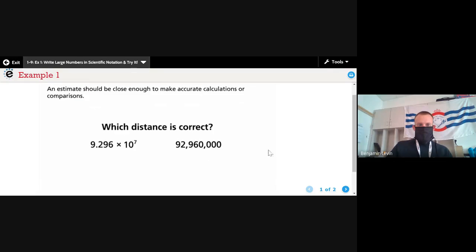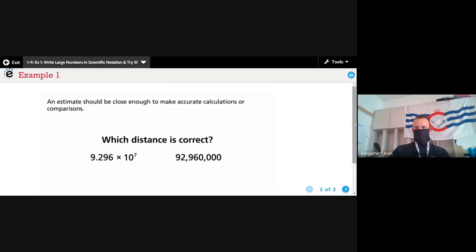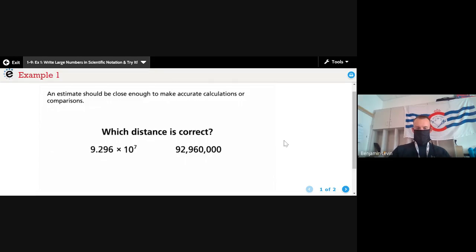You want your estimate to be close enough to make accurate calculations or comparisons. For instance, 9 and 296 thousandths times 10 to the 7th is more than 9 times the size of 10 to the 7th power.